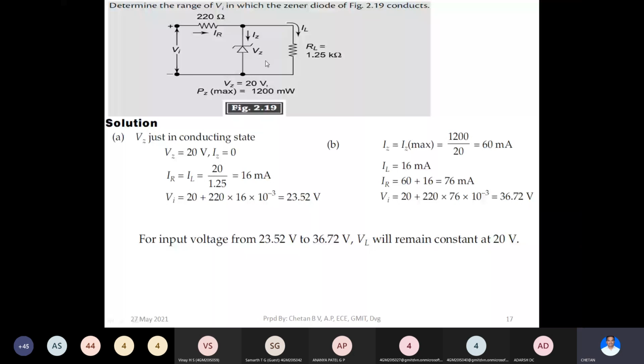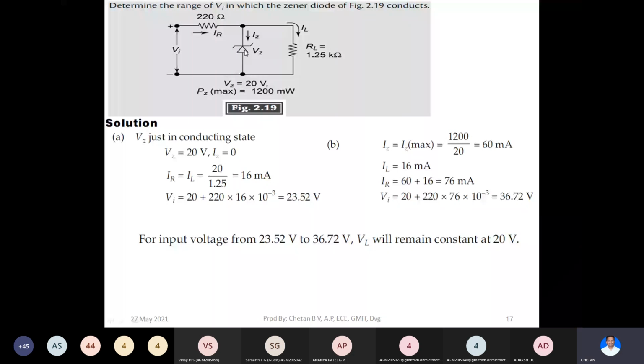So range of Vi means there will be two values for this Vi. One is the minimum value of Vi for which voltage regulation is possible, and the maximum value of Vi for which voltage regulation is possible. If I say voltage regulation is possible, you have to find out the minimum value of Vi for which the diode conducts in reverse direction, and also you have to find out the maximum value of Vi for which the diode conducts in the reverse direction.